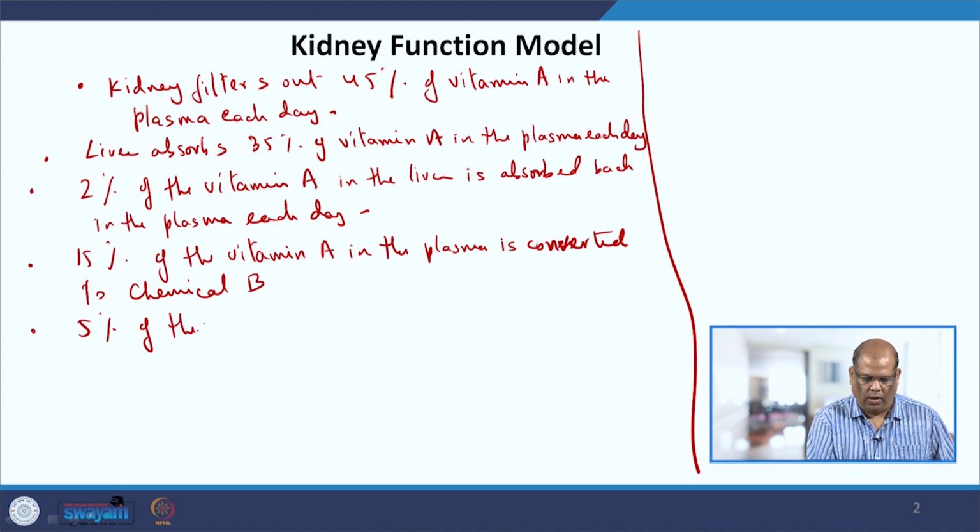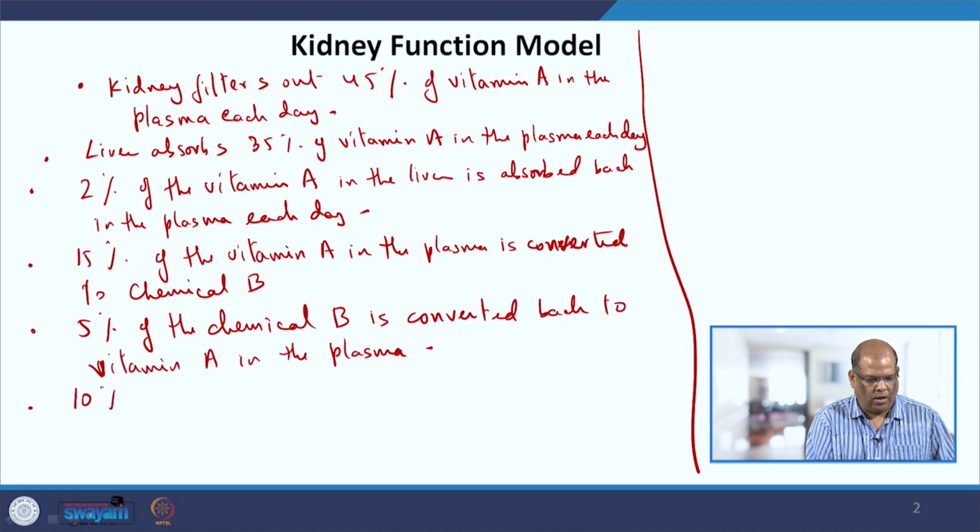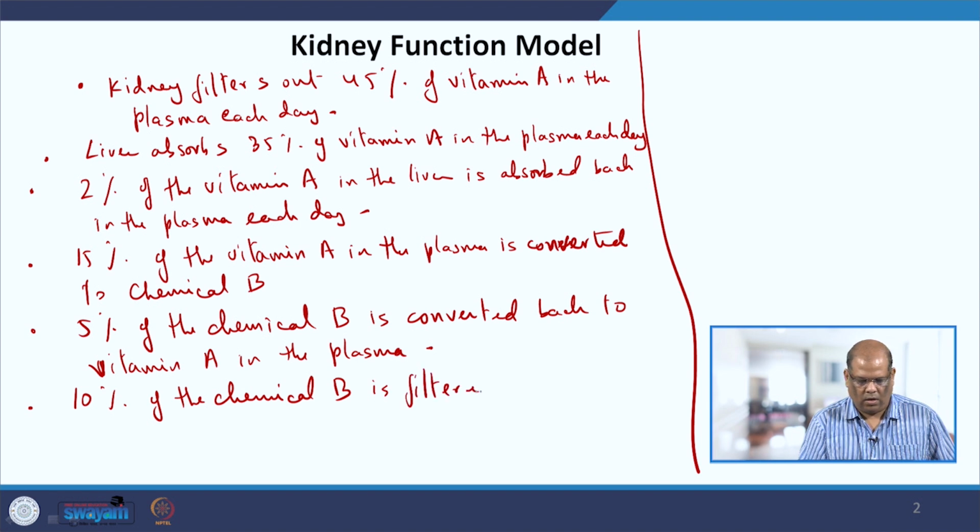5% of the chemical B is converted back to vitamin A in the plasma. 10% of the chemical B is filtered out by the kidney each day.